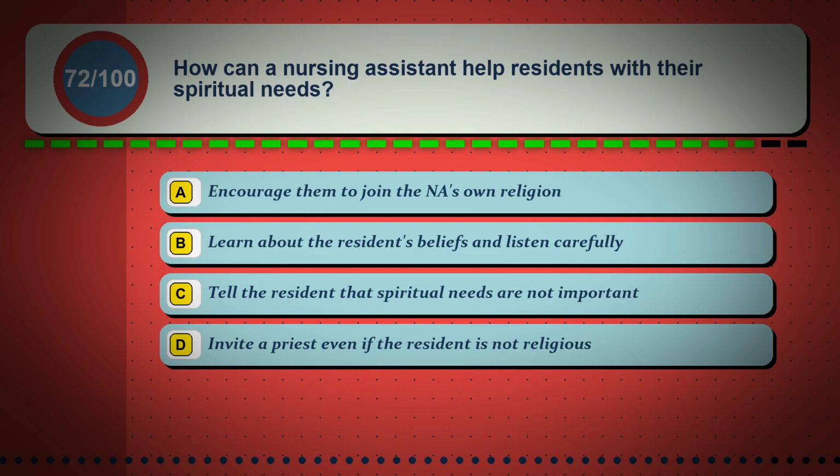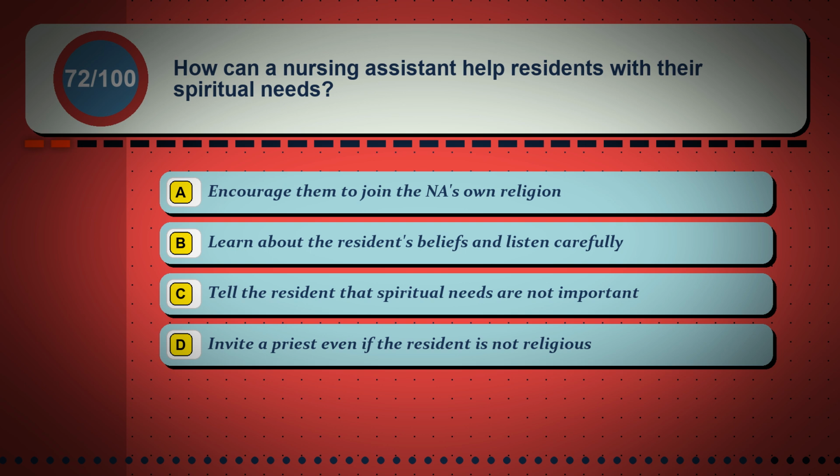Question 72. How can a nursing assistant help residents with their spiritual needs? Option A, encourage them to join the NA's own religion. Option B, learn about the resident's beliefs and listen carefully. Option C, tell the resident that spiritual needs are not important. Option D, invite a priest even if the resident is not religious.